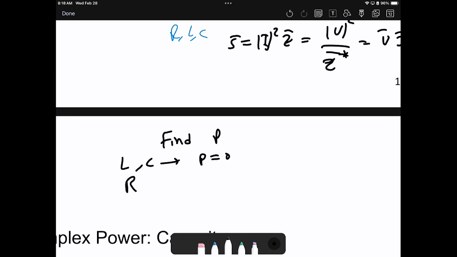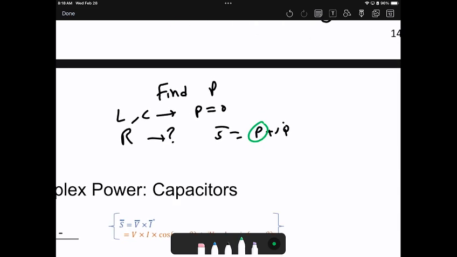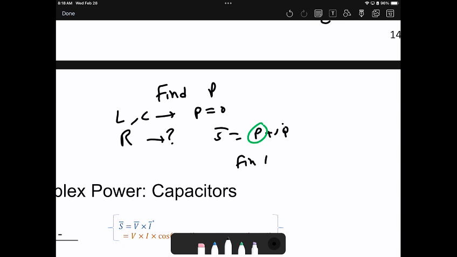For the resistor, how can I find the real power? I encourage you to find the complex power first. Then you will say complex power equals P plus jQ. Then take the real part. Okay?